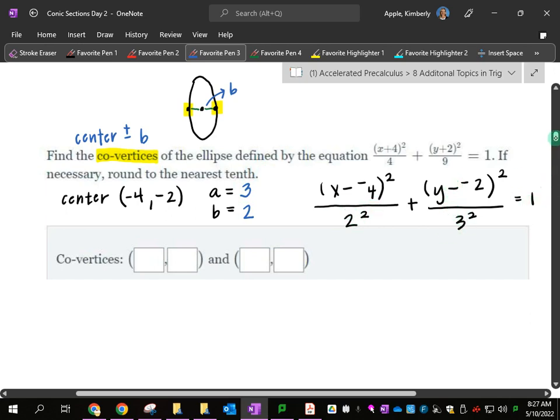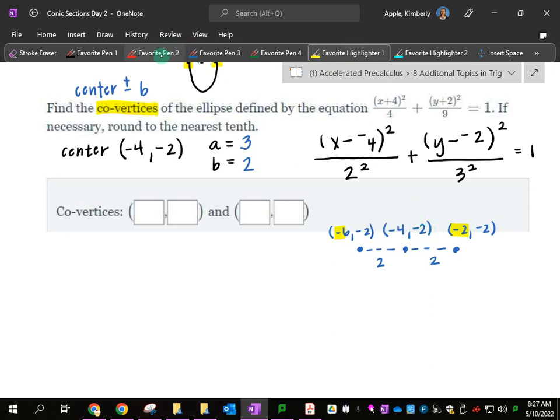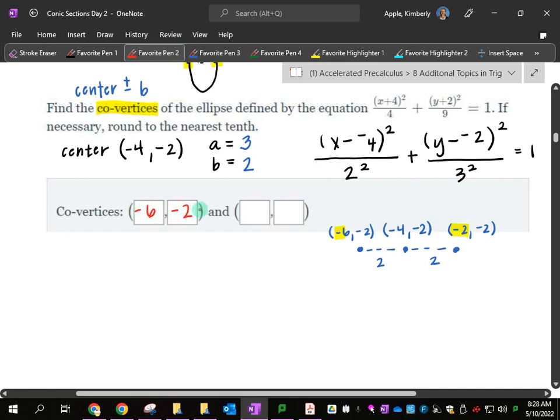And then I like to draw, again, if you don't need this little diagram, then you do not have to use it, but I like to use it. That's the center. And then I've got a co-vertex here and a co-vertex here. This distance is going to be 2, and this distance is going to be 2. I have a center of -4, -2. So if I'm moving 2 units horizontally, what is changing, X or Y? Right. So this would actually be -6, -2, and this would be -2, -2. Because all I'm changing, I just moved 2 units to the left and 2 units to the right from the center. And that gives us our co-vertices. So this will be -6, -2, and -2, -2.